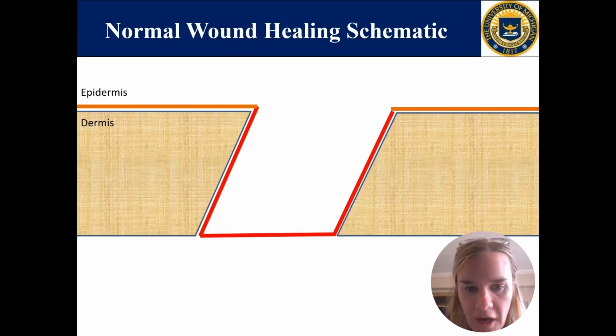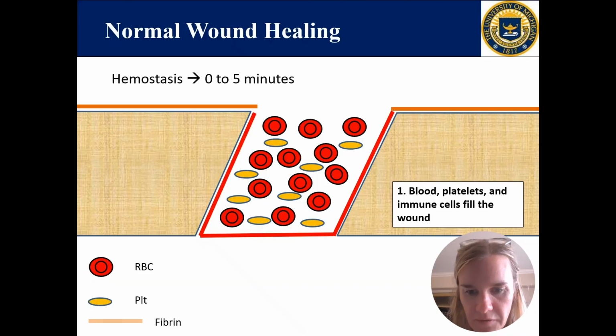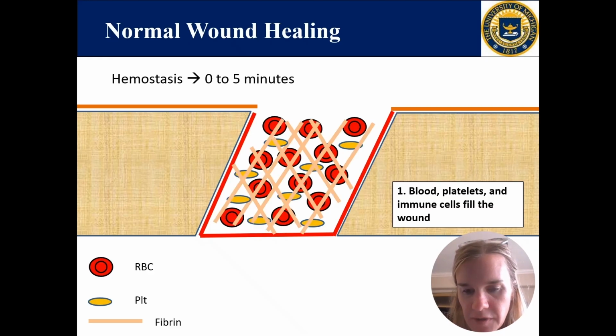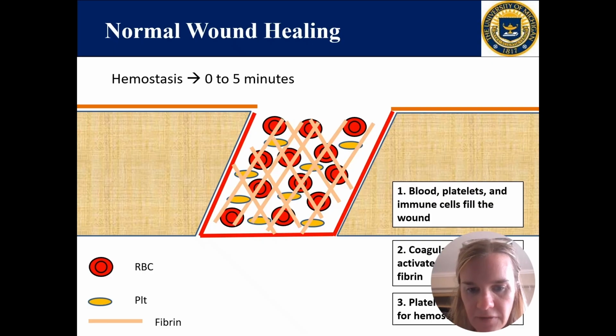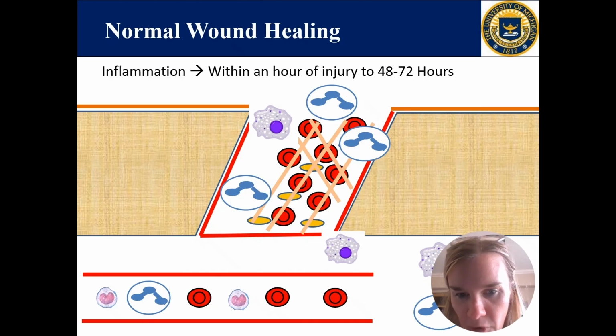So normally following injury, you have a very quick response with platelets and fibrin forming to cause quick hemostasis and stop the bleeding. You have various immune cells that start to appear here. You have a coagulation cascade that gets activated, but again, platelets being the main player here. This is followed by an inflammatory phase within an hour of injury to 48 to 72 hours, where you have more inflammatory cells, in particular neutrophils and macrophages.